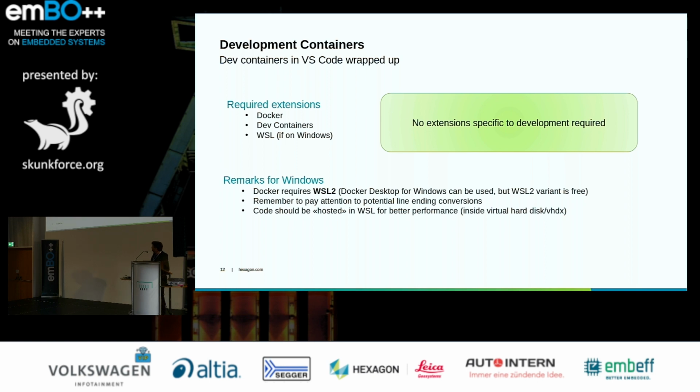And for Windows, there are a few remarks that you have to remember. The first thing is that if you're on Windows, it's strongly suggested to use Docker with WSL2. You can use Docker Desktop for Windows, but since the WSL2 version is free, it's much better to use that one. Then, we had quite some struggle with this throughout the beginning because there's always going to be some line conversion happening between Windows and Linux. Also, something that we observed is that the code should be hosted in WSL for better performance. So it's better to open your command shell, go into WSL, then do the clone and open VS Code from there. Because if you do it on the Windows side, it has to transfer all this code back and forth, and it takes a lot longer. So just make sure that it's inside this virtual hard disk or VHDX file if you're working on Windows.